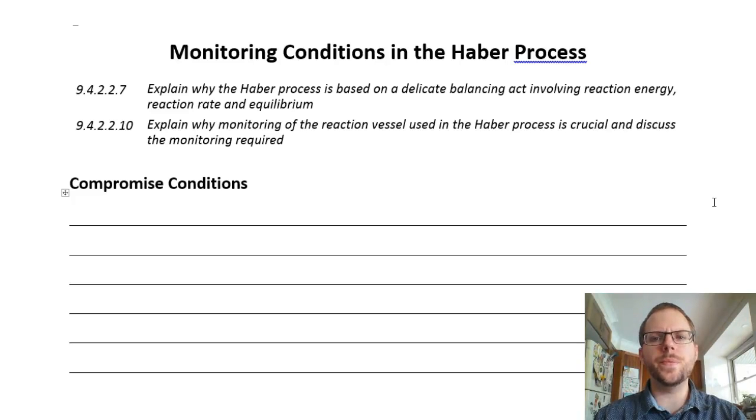Hi everyone. In this video we're going to be talking about monitoring the conditions in the Haber process. Le Chatelier's principle and equilibrium concepts help us to understand how we need to design this process in order to get maximum yield, a maximum rate, and minimum cost, which is essentially the goal here. First of all, we're going to talk about what we call compromise conditions and how we set up the Haber process, and then we're going to talk about what we actually monitor in the process, showing you a bit of a schematic of it.